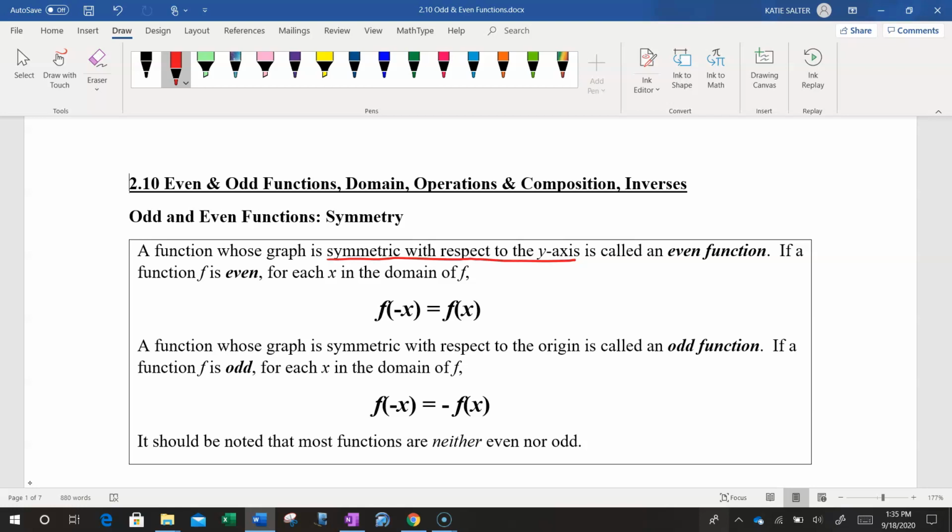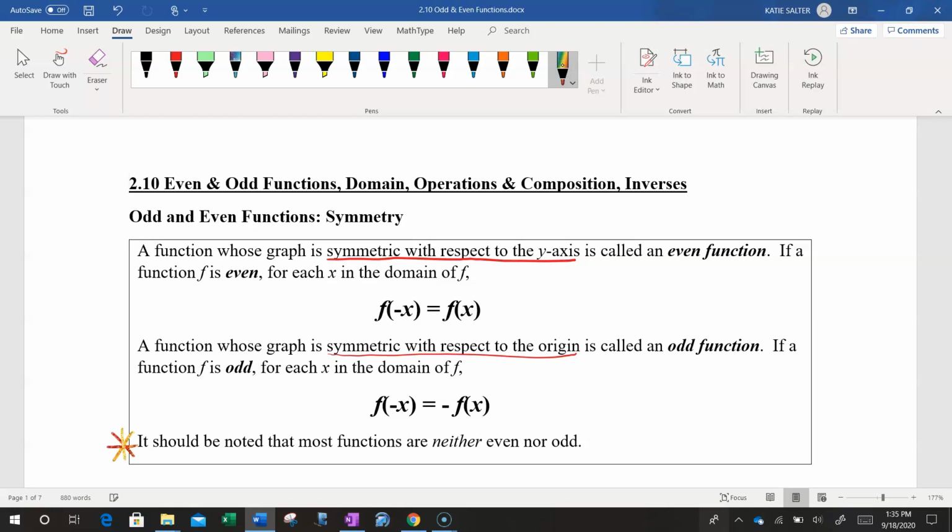On the other hand, a function whose graph is symmetric with respect to the origin is called an odd function. And if a function f is odd, for each x in the domain of f, then when you substitute a negative value in for x, you get the opposite of the functional value. It should be noted that most functions are neither even nor odd.